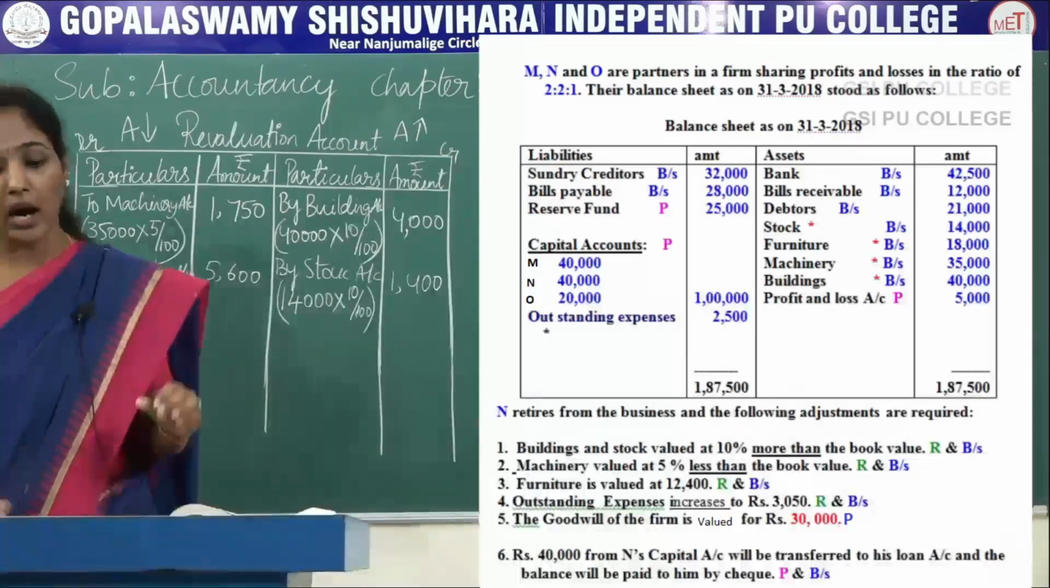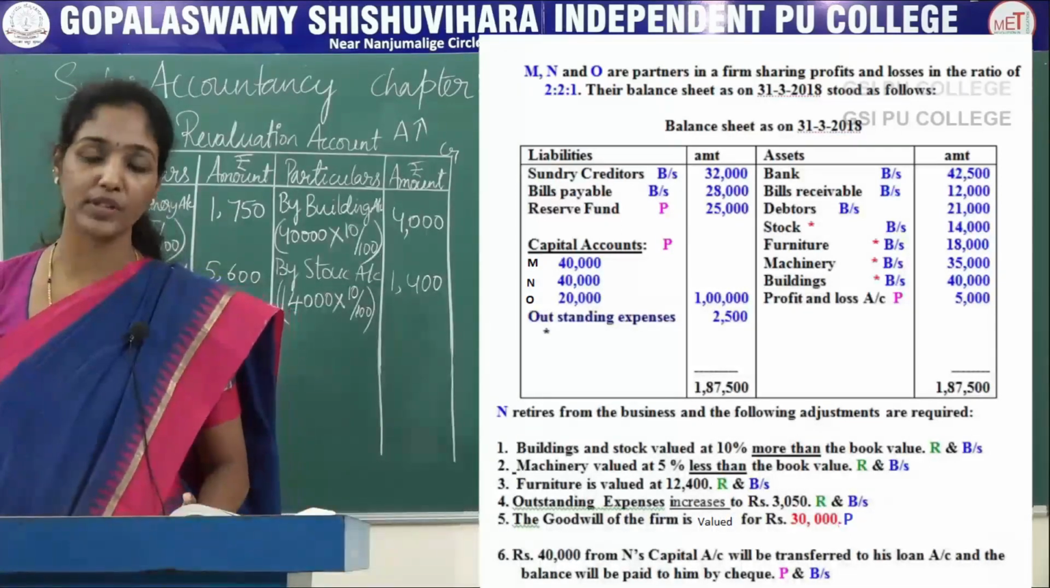The next adjustment, outstanding expenses increases to rupees 3,050.